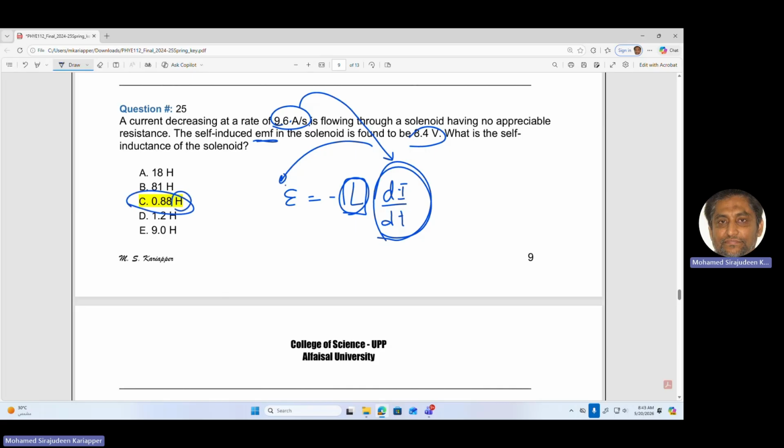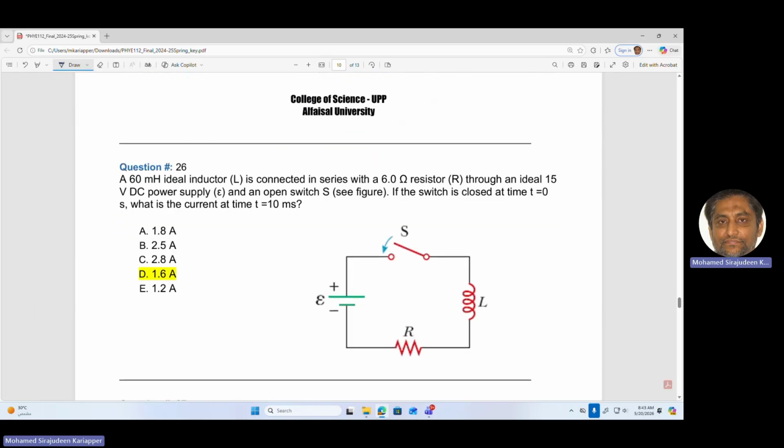It will come out in Henry. If you put everything in SI unit, the inductance will be in Henry. Henry is the SI unit for inductance.